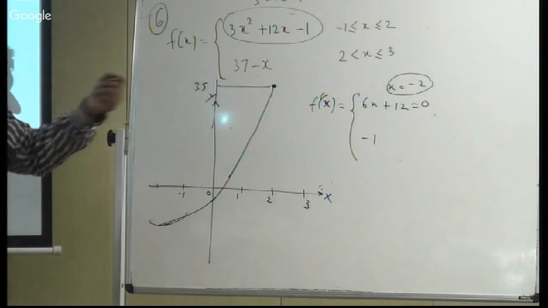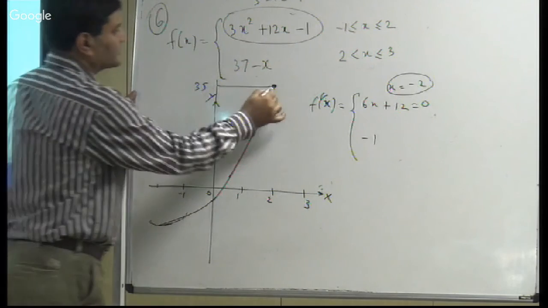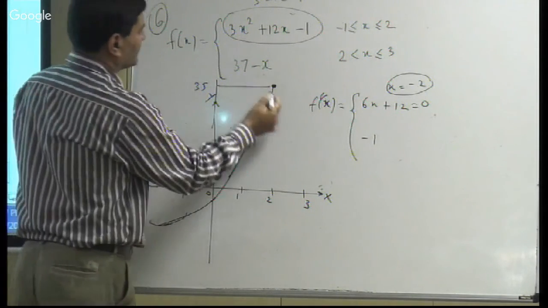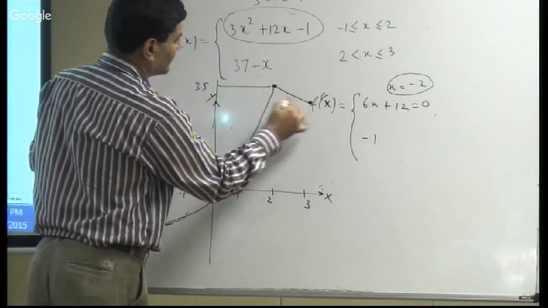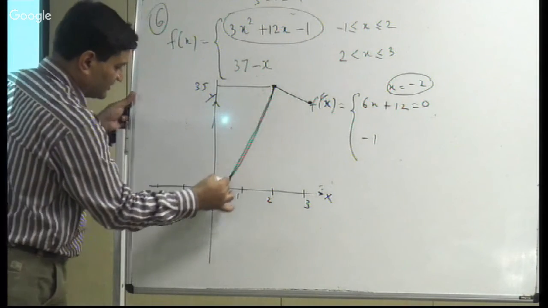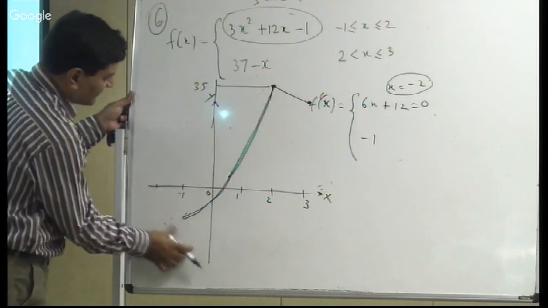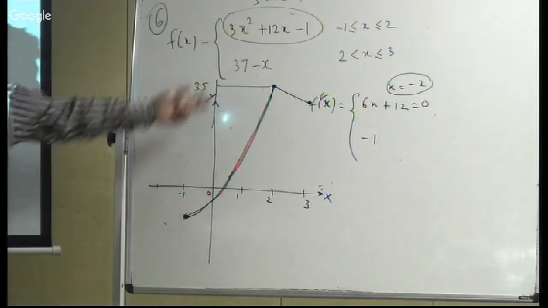Now when you draw the other part from 2 to 3, at 2 again the value is 35. At 3 it will be 1 less. It will come out to be 34. So the shape is like this. You're getting my point. So the shape of the function is like this. We have to draw from -1 only, right? We took the turning point, it came out to be -2. So this is the shape.